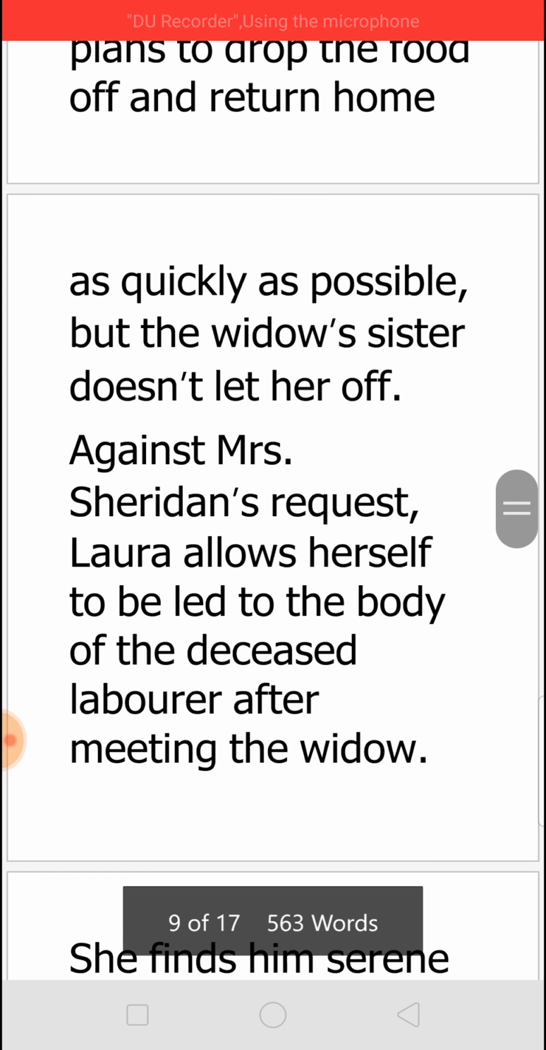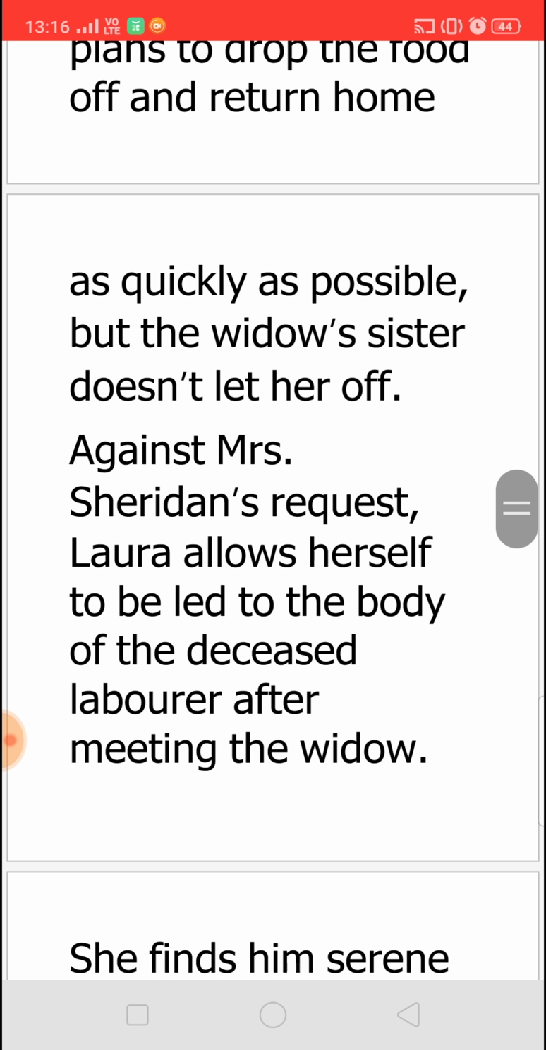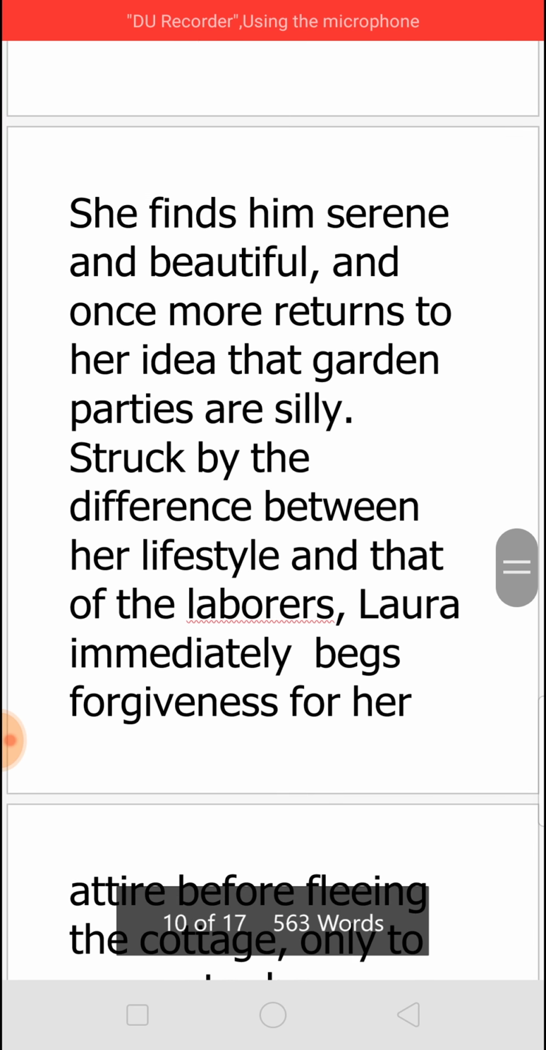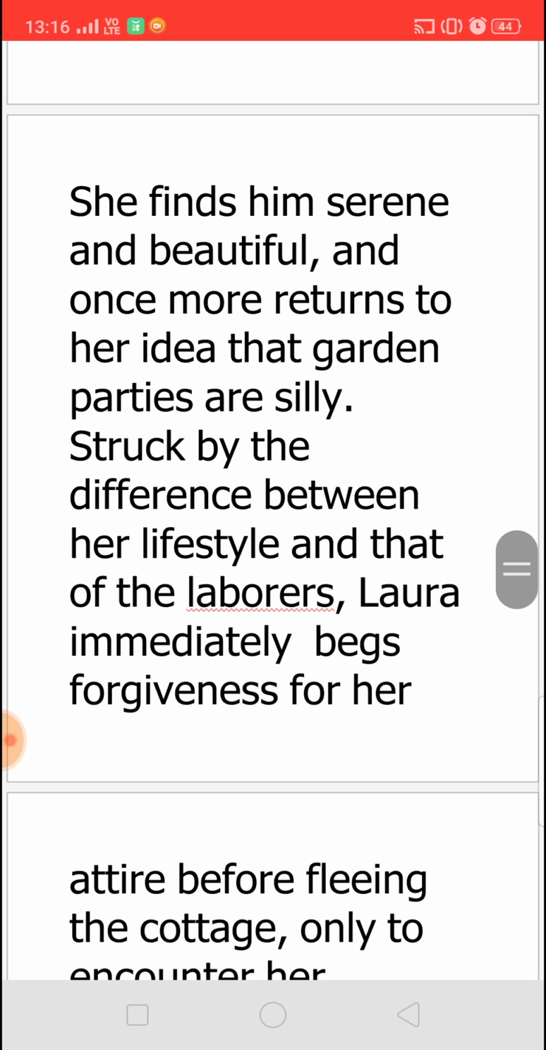But the widow's sister sees her and doesn't let her go. She takes her inside and thinks it is very nice of her to come and give food there, and she leaves her near her sister whose husband has died. Afterwards Laura is taken to the body of the deceased labourer, and she is reminded that her mother has told her not to go and see the dead body, but in spite of that she couldn't avoid it in this situation, so she goes there.